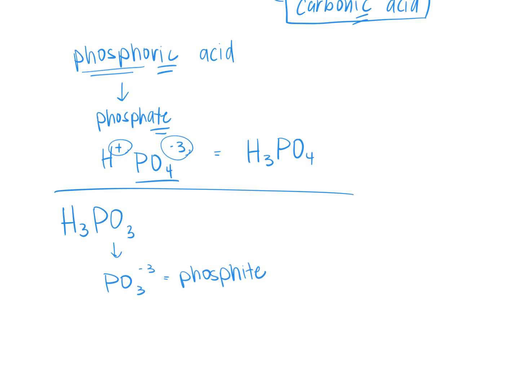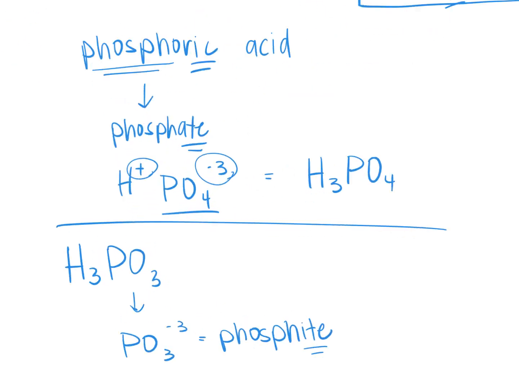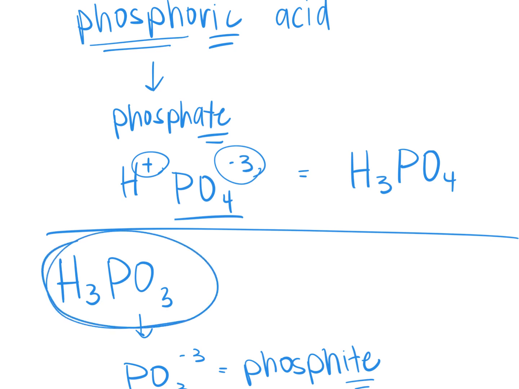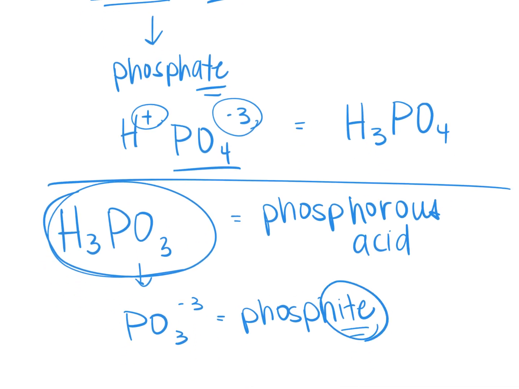So this is phosphite. And so based on my cheat sheet, right, ite would become an us acid. And so this compound right here, this acid would be called phosphorus acid. Right? I take away the hydrogens and I was left with phosphite. And so I end my root with an OUS. And then I have to put acid on the end.